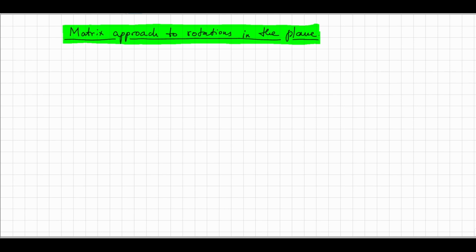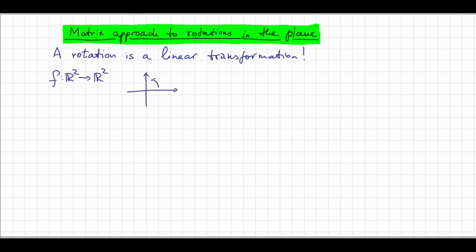Our basic but fundamental observation is that a rotation is a linear transformation. So let us recall what this means. So let F denote a rotation. So it's a rotation of the plane counterclockwise with an angle phi. F linear means the following. If we have a vector v, then f of alpha v is equal to alpha f of v, where alpha is any number.